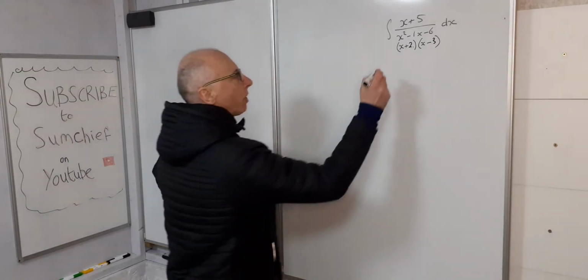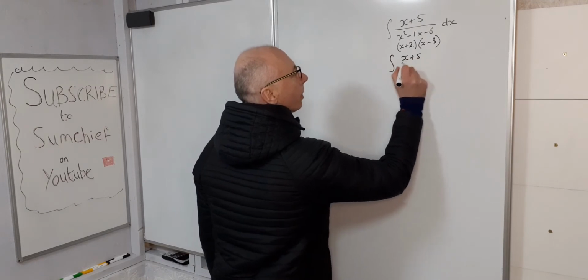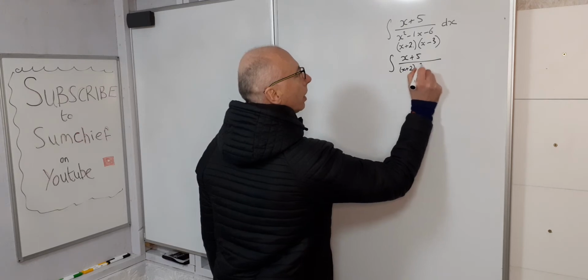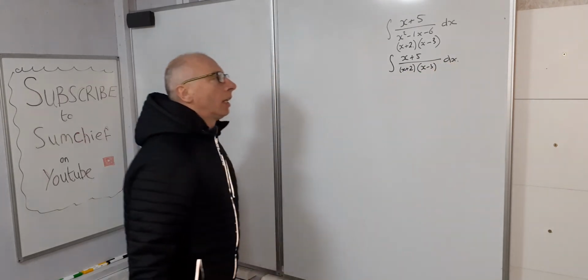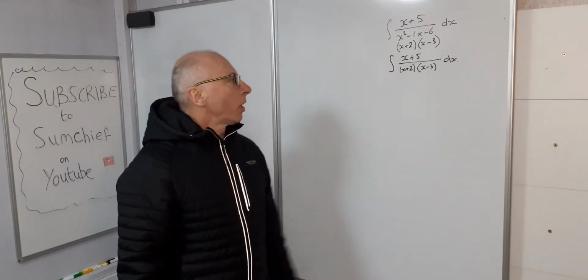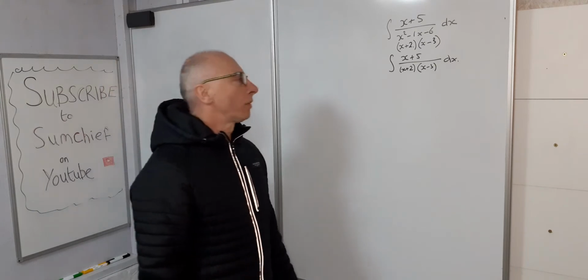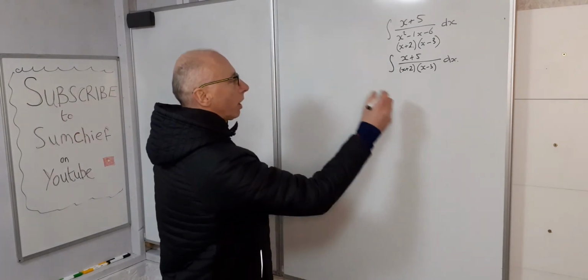Okay, right, now let's rewrite this integral out. X plus 5 over x plus 2 and x minus 3 with respect to x. Okay, so looking at what we've got here now, we can't do any cancelling out. So partial fractions is going to be the way forward. So let's do a nice little setup now. So let's write it out.